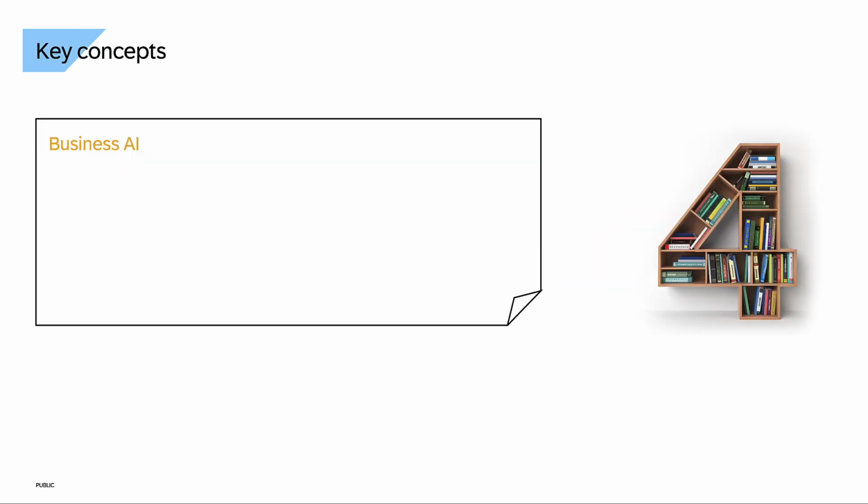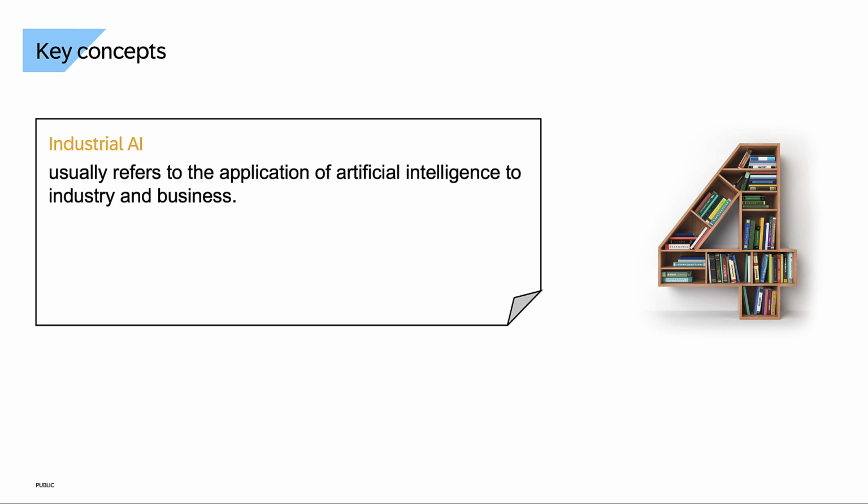From Wikipedia, business AI or business artificial intelligence does not even exist as an article. And that is okay. Only industrial artificial intelligence exists as an article. And it simply says industrial artificial intelligence or industrial AI usually refers to the application of artificial intelligence to industry and business. This definition is very broad and needs to be adapted and clarified in regards to the businesses SAP are helping and supporting.